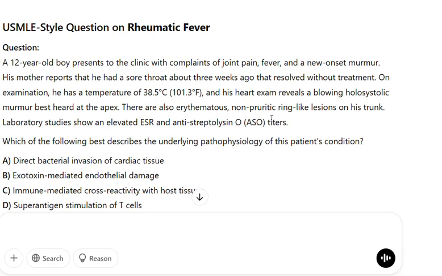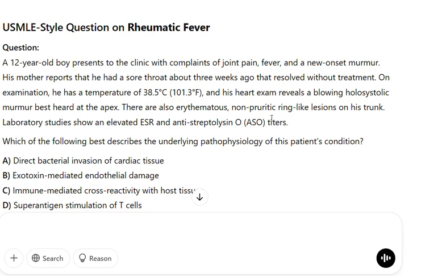On examination, he has a temperature of 38.5 degrees Celsius, 101.3 degrees Fahrenheit, and his heart exam reveals a blowing holosystolic murmur best heard at the apex. There are also erythematous, non-pruritic ring-like lesions on his trunk. Laboratory studies show an elevated ESR and anti-streptolysin O (ASO) titers.